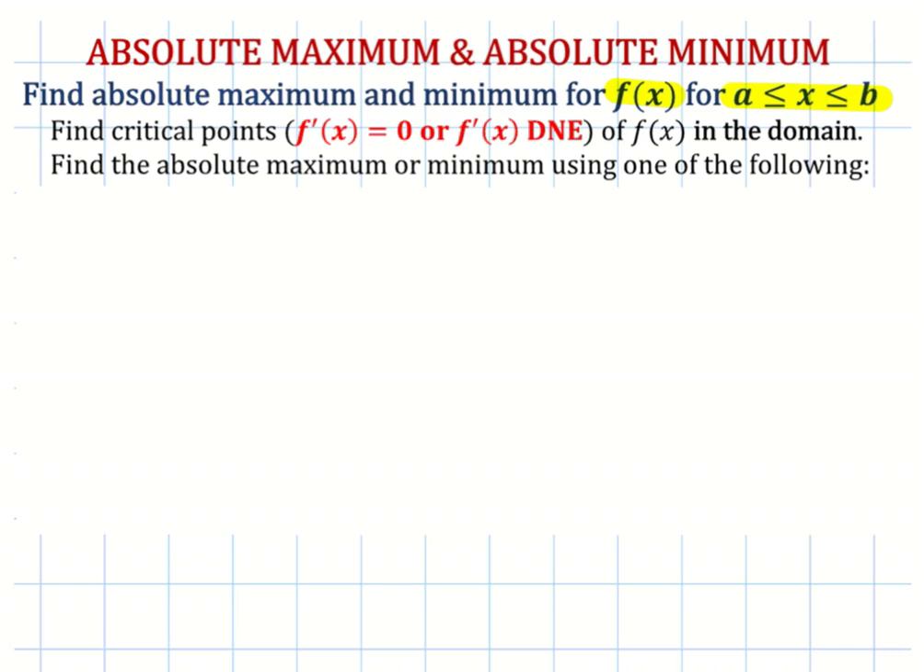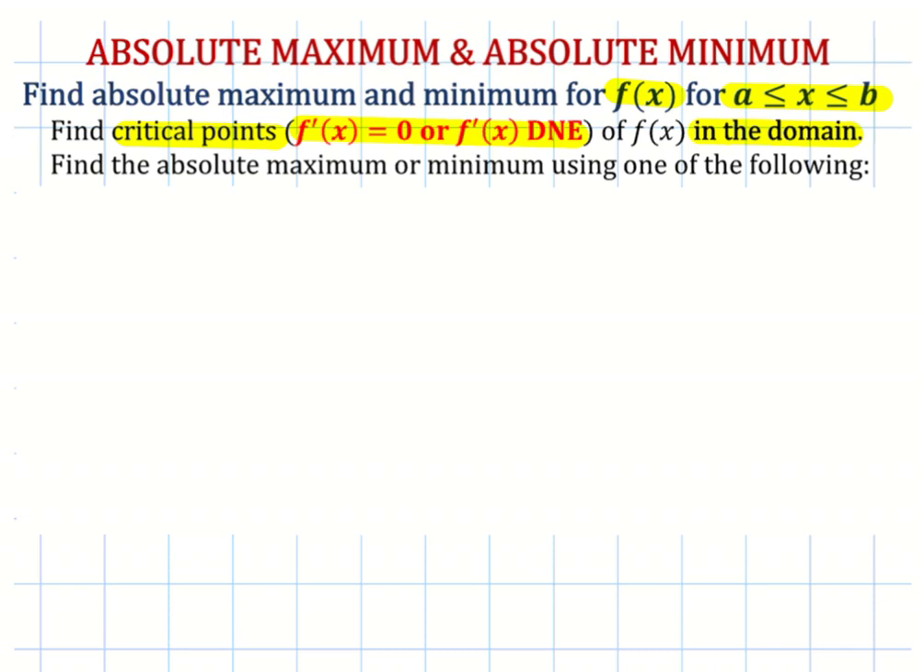So the first thing we do is to find the critical points. The critical points are where the derivative is equal to 0 or the derivative does not exist. But whatever points we find have to be in the domain. Wherever the point that makes the derivative equal to 0 or derivative does not exist has to be in the domain.